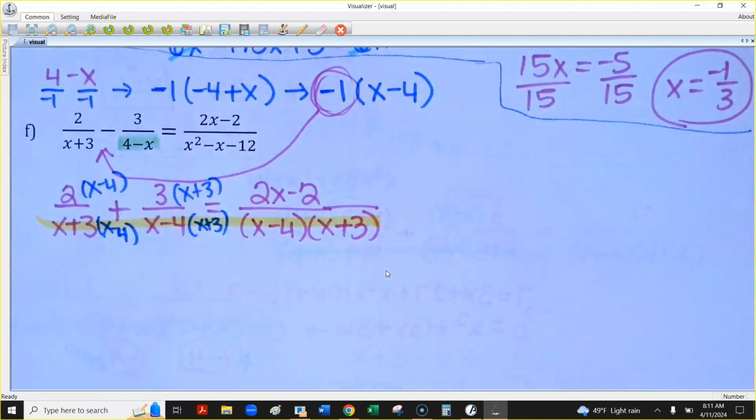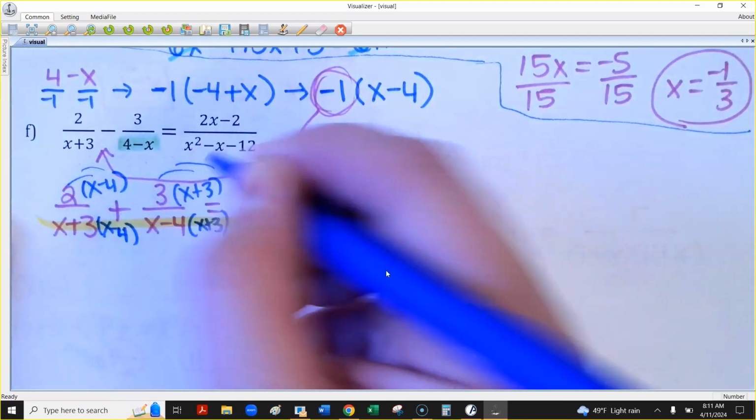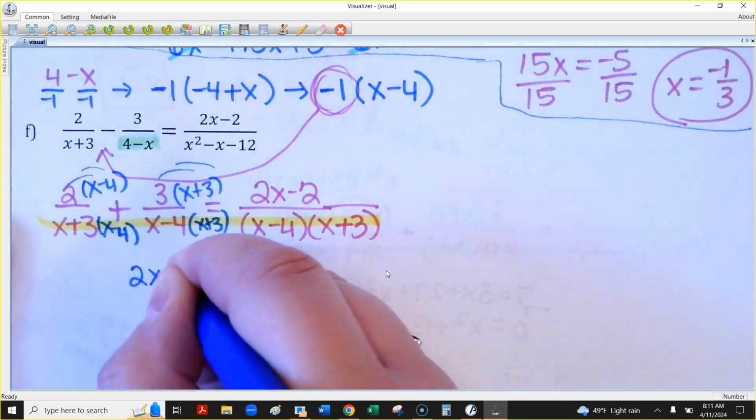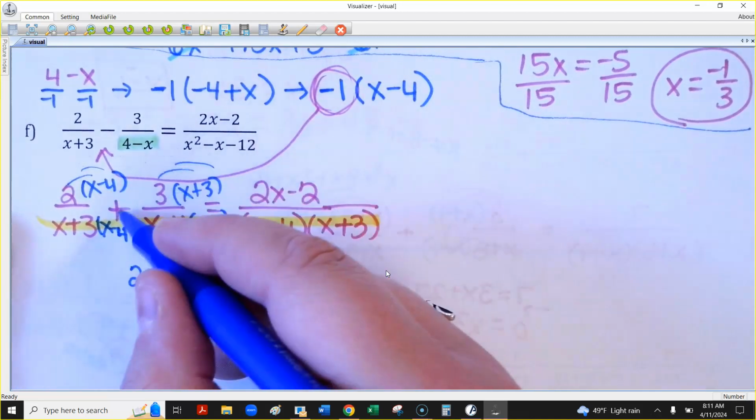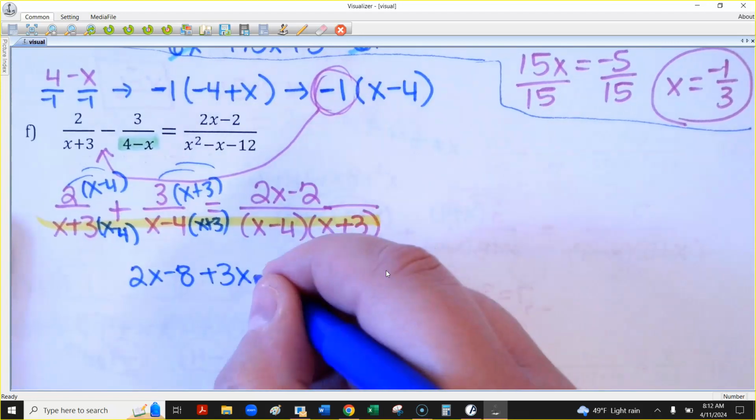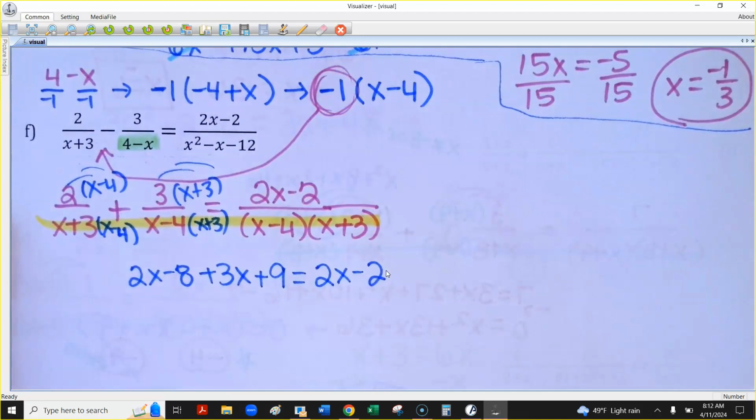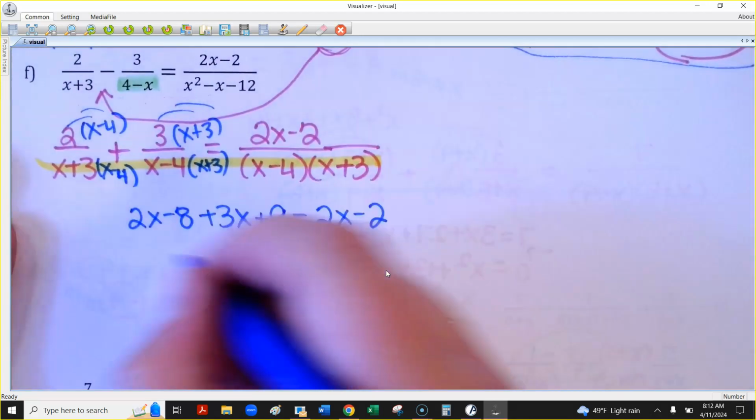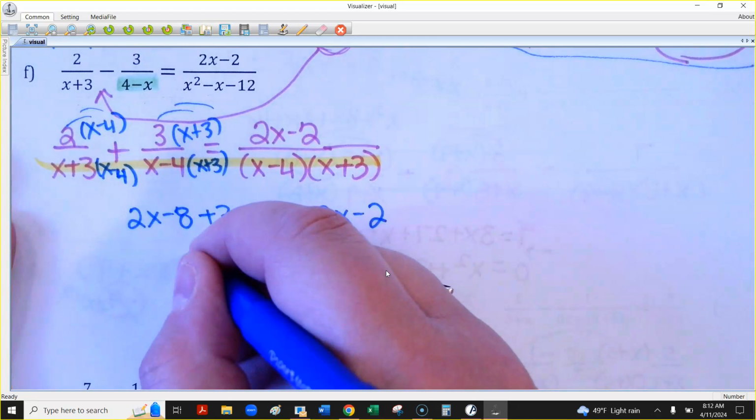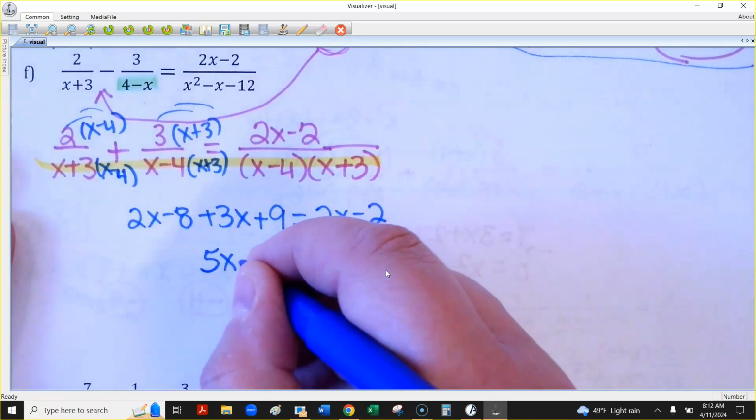Work on the top. If the denominators are all the same, it forces the numerators to be equal. You've got to do a little distributive property on both of these here. So I'm going to do 2x minus 8. We'll just distribute this 3. Should be distributed as a +3. So it'll be plus 3x. 3 times 3 is 9. And then the other side, you've got 2x minus 2. Now, I'm just going to combine like terms real quick here on the left. So 2x and 3x, you've got 5 x's. -8 plus 9 is 1.